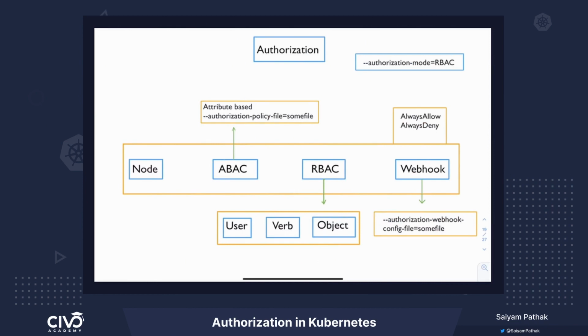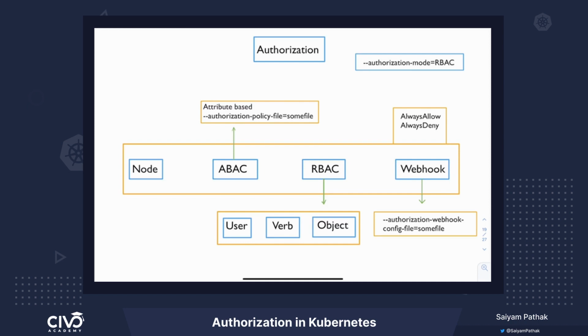Authorization is the next step after authentication, and there are different modes that can be used for authorization, which have to be supplied via the --authorization-mode flag. So, in this flag, RBAC or whatever authorization mode you're using, you can specify. First is the node authorization. It is a special purpose authorization that allows the kubelet to perform API operations.